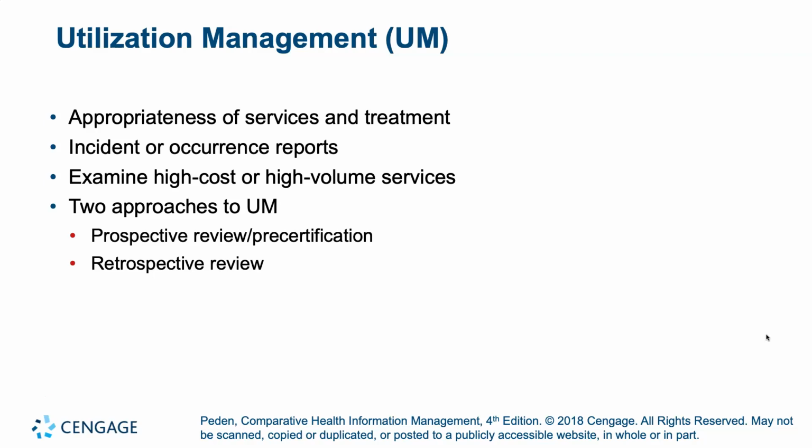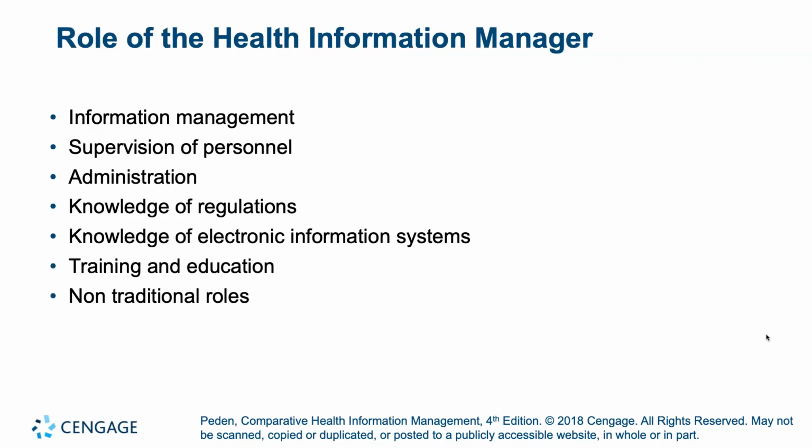Utilization management, they're supposed to be looking at appropriateness of services and treatment. They are supposed to be capturing incident occurrence reports and following up on those, resolving those, documenting all of that. They need to be examining their high cost or high volume services and looking at prospective reviews, pre-certifications, as well as retrospective reviews, and seeing how all that comes out.